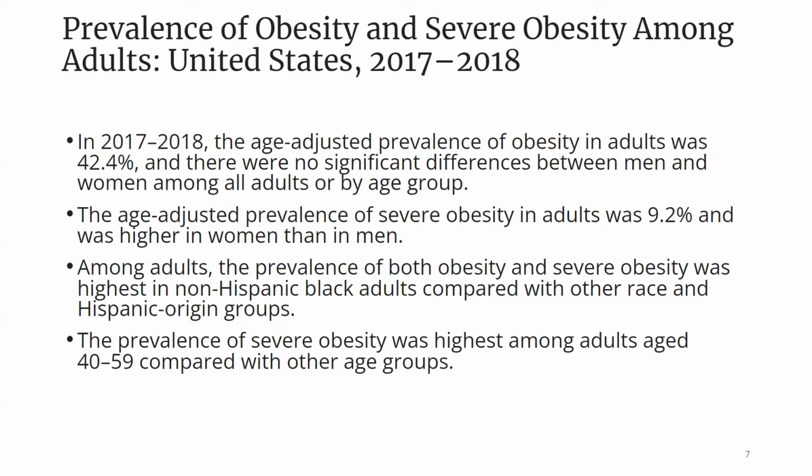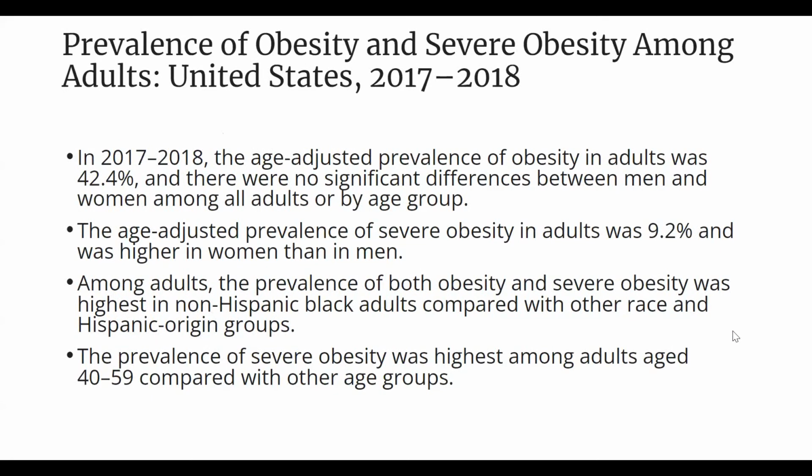Among adults, the prevalence of both obesity and severe obesity was highest in non-Hispanic Black adults compared to other races and Hispanic origin groups. The prevalence of severe obesity was highest among adults aged 40 to 59 compared to other age groups. I was reminded also that childbearing contributes to weight gain, and it's very difficult to lose that weight once a woman gains it during her pregnancy, especially if she's gone overboard with her cravings.